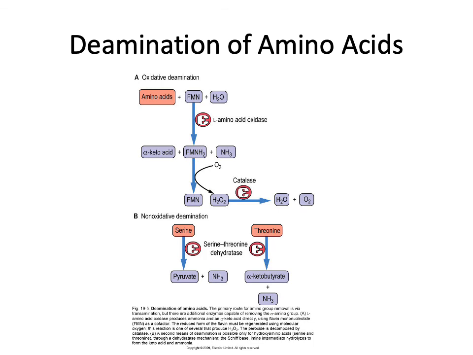Again, there are two different reactions to deaminate amino acids. One is the oxidative deamination, which we've talked about at length, transferring the amino group of one amino acid to alpha-ketoglutarate, generating glutamic acid. The other is a non-oxidative deamination, which is using two amino acid substrates, serine and threonine, both of those which contain hydroxyl groups, and generating, again, free ammonia.